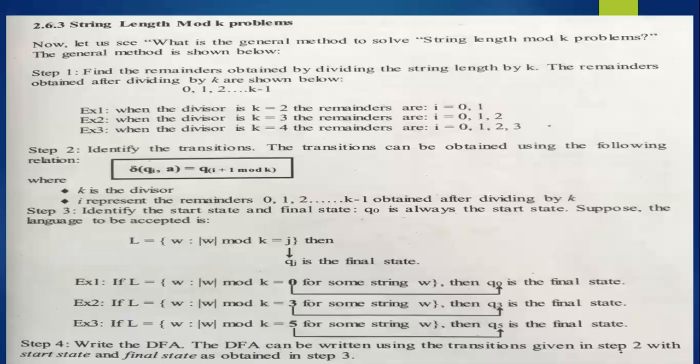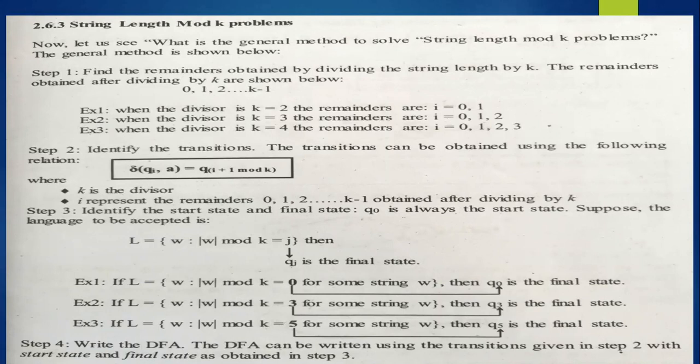In this kind of question, in the case of odd or even, they don't mention the k value. They just mention that the string must have an even number of a's or an odd number of a's. Then we can consider the k value as 2. When you divide the length by 2, if the remainder is 0, we consider it even. If you get more than 0, like 1 or any other value greater than 0, then we consider it an odd string length.